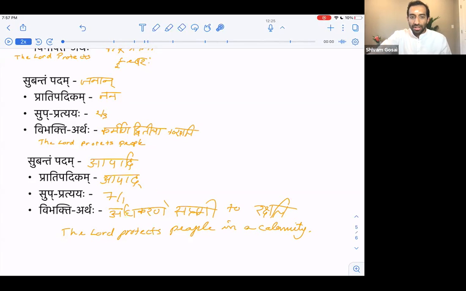Can it be from calamity? Yeah, so in English, that does make sense. So we would maybe translate it that way. If you think about Panchami Vibhakti, yeah, it could also be Panchami Vibhakti, right? You can also do Apadaha, because that which you are protected from gets the fifth case. But here it's given in the seventh case. So again, you can still say the words from calamity, but just knowing that it's adhikarane saptami, that they're in the calamity.